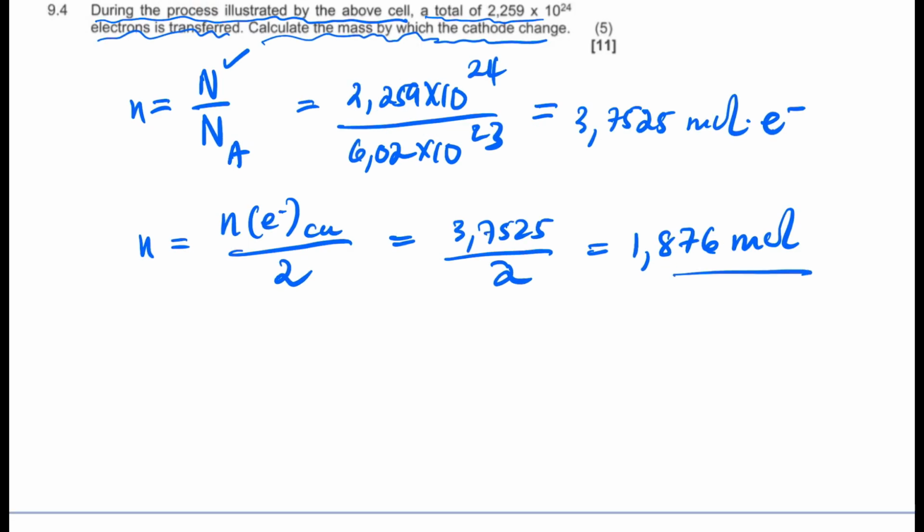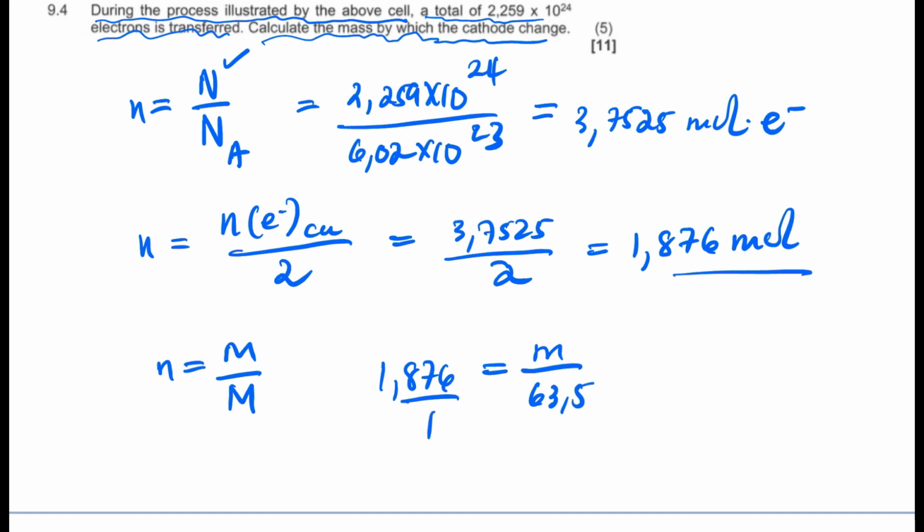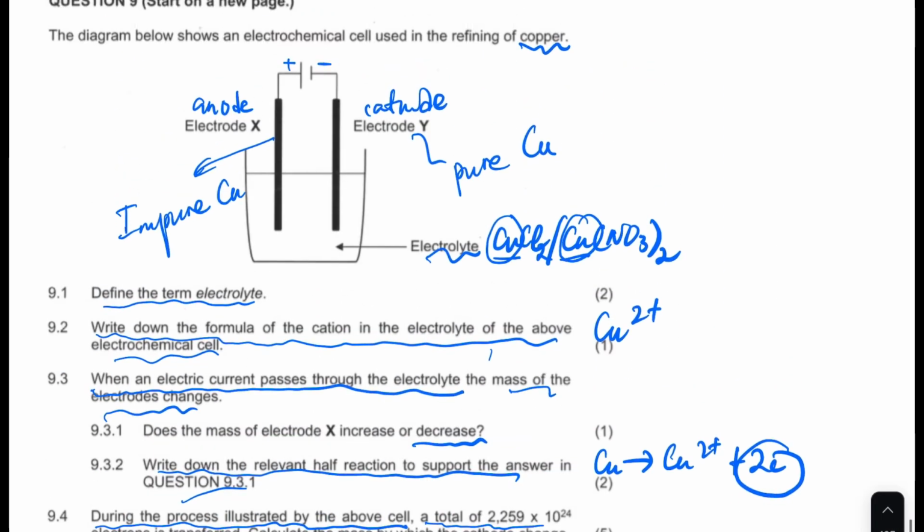And then from there, I change the number of moles into mass. So it's 1.876 is equal to the mass over the molar mass, and the molar mass is 63.5. And then the answer, the mass of copper, will be 119.13 grams. I hope that makes sense, guys.